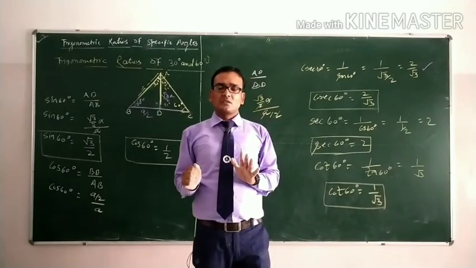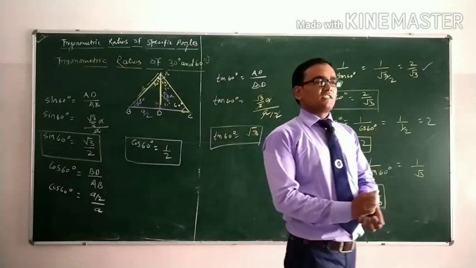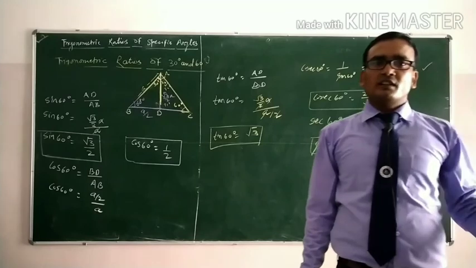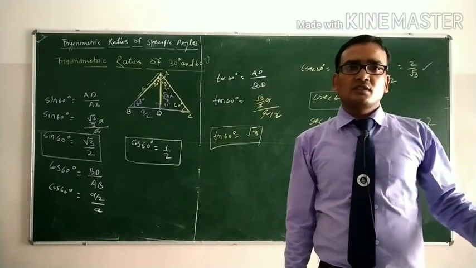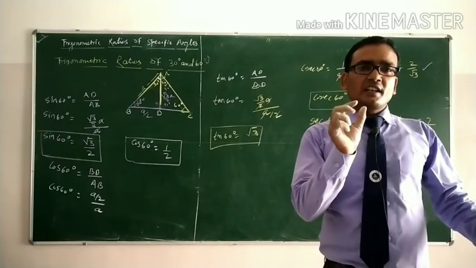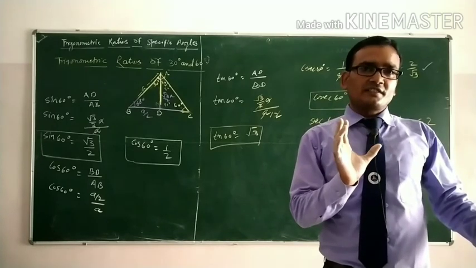Okay, in our next lecture we will discuss the trigonometric ratios of 0 degree and 90 degree. Okay students, thank you.